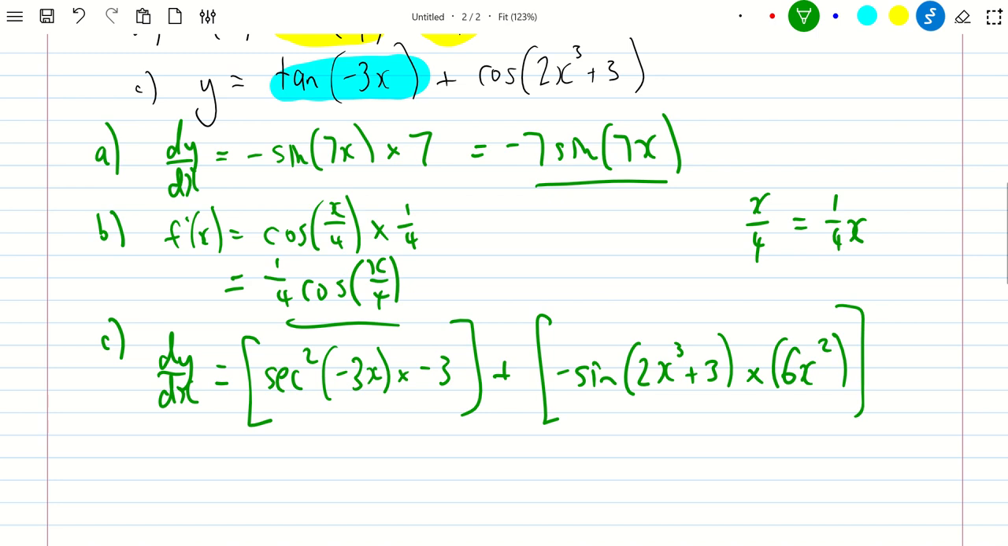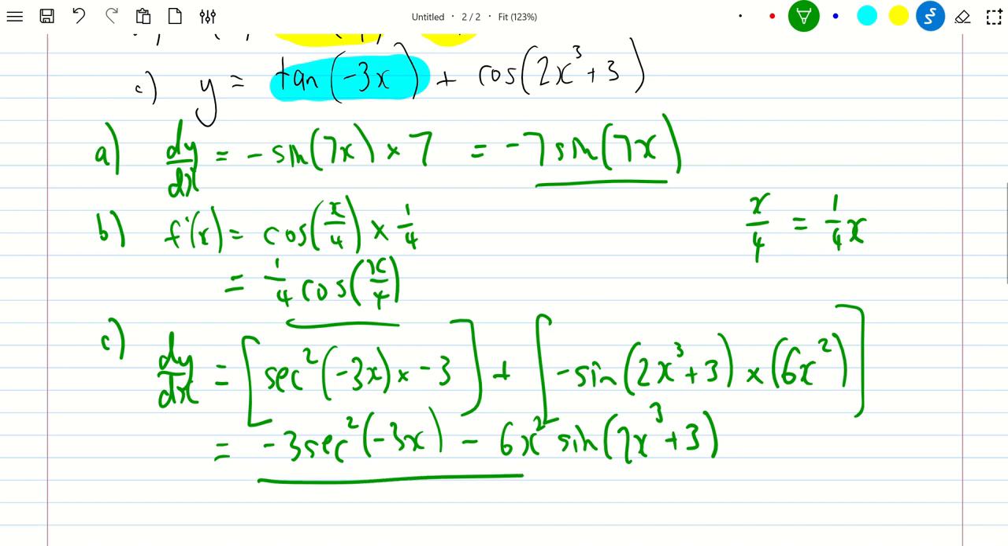All we need to do is clean it up a little bit. So that's negative 3 sec squared of negative 3x. And then here we're going to get minus, because of that negative out the front, minus 6x squared. We'll just bring this function out the front: sine of 2x cubed plus 3. And that is it. That's the derivative. Can't do much to simplify that. There's a couple of things we could do, but there's no need to. That's my derivative of that function.